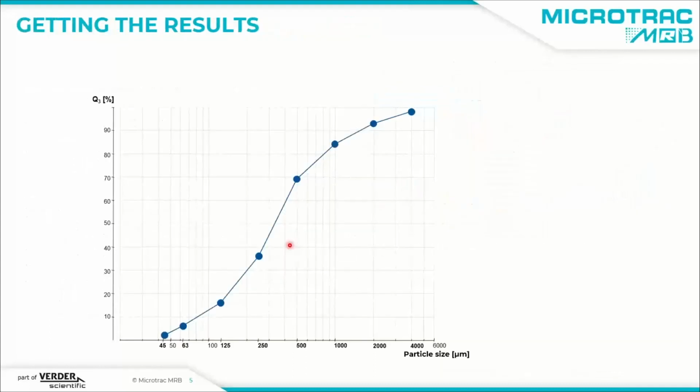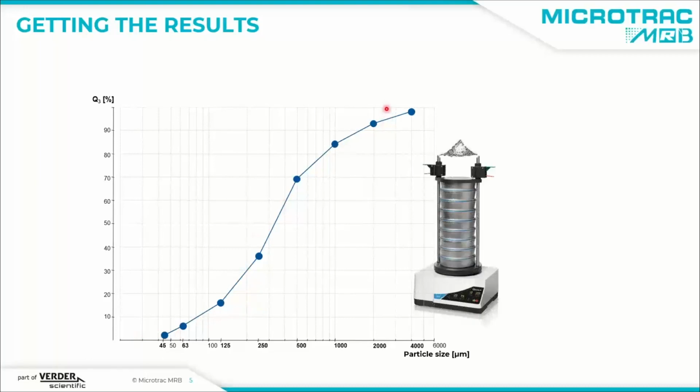When you do a particle size analysis, the outcome of the measurement always looks more or less like this. You get a curve that is somehow S-shaped. This is the so-called cumulative distribution. And if you are not familiar with particle sizing, this might be a bit difficult for you to read or to understand. So I will explain now how we get to this type of distribution.